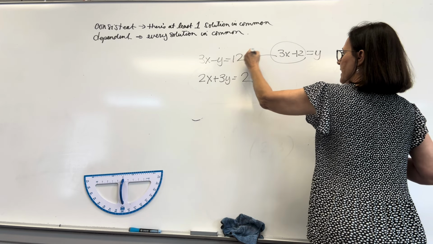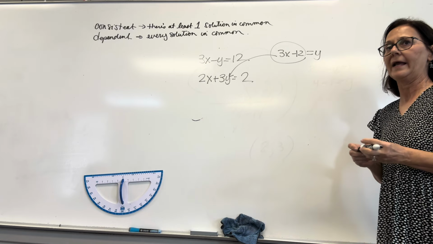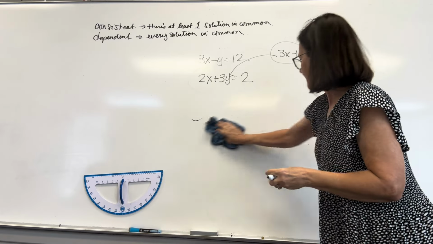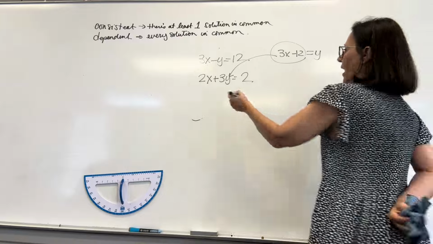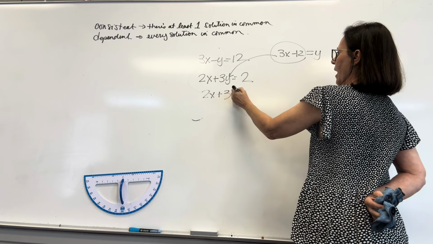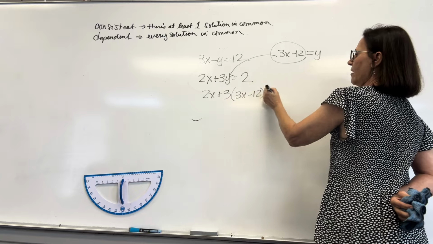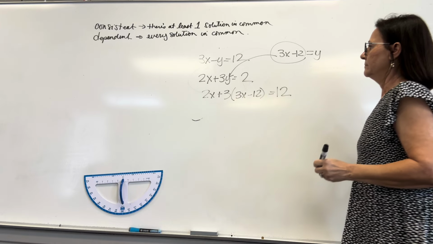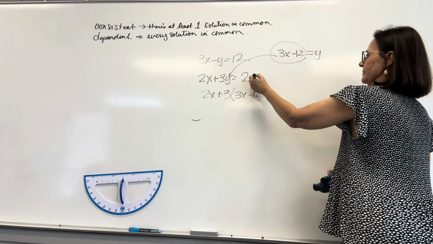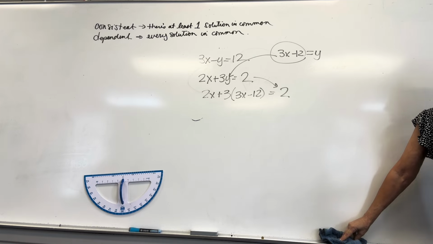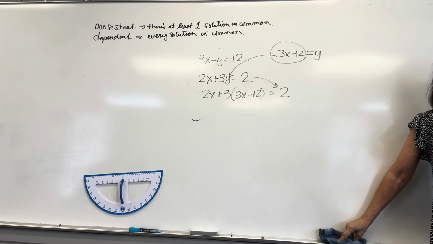I'm going to put this in that other equation where y is. Substitute it. Should use the language of math: substitution, not put in. All right, so 2x plus 3, I'm substituting for y, 3x minus 12 equals 2. I almost blundered, didn't I? I would have gotten totally strange answers, I'm sure.